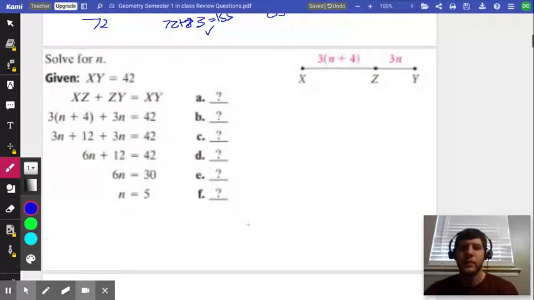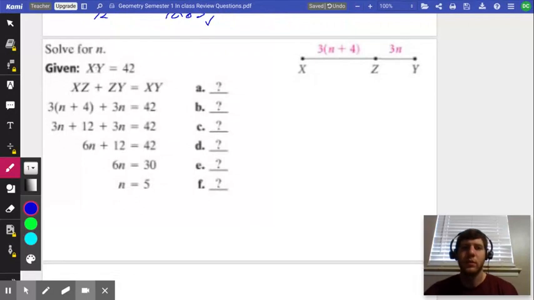All right, the next one here is a proof. So we're given that xy equals 42. So the whole thing here is 42. And we're given that 3 times n plus 4 is xz, and then zy here is 3n. So we're just going to use our segment addition postulate, right? So z is between x and y. So the first piece xz plus the second piece zy equals the whole thing xy.